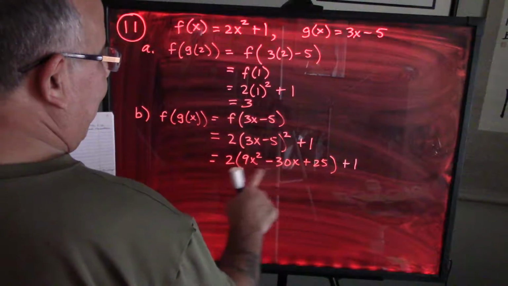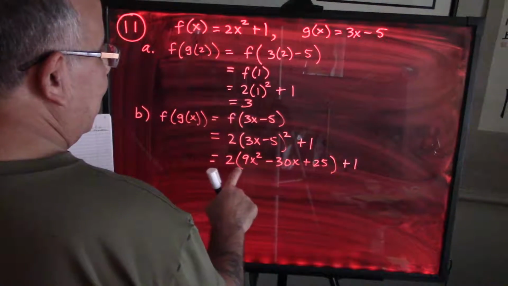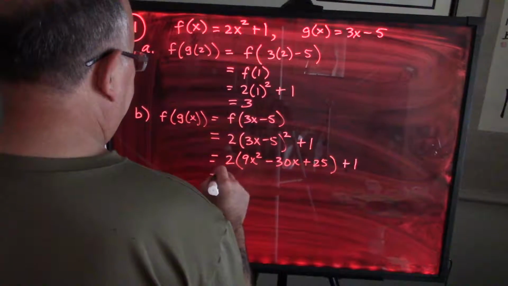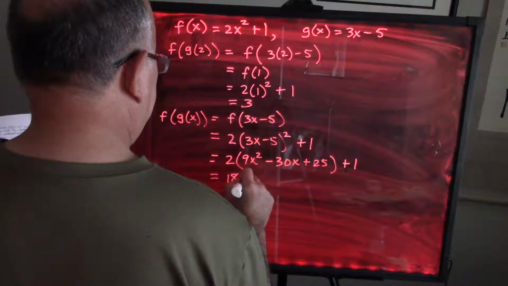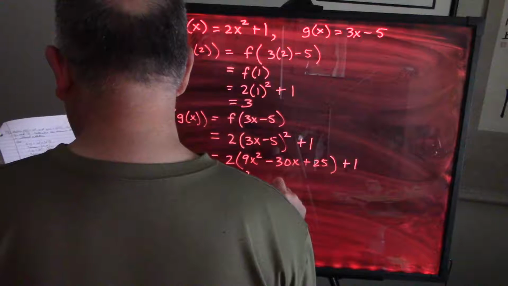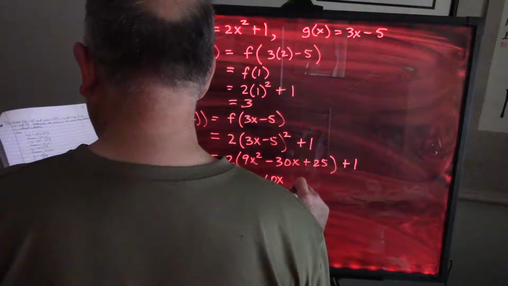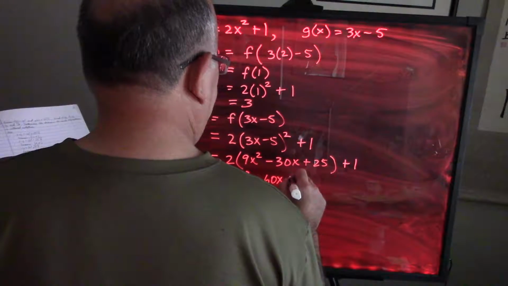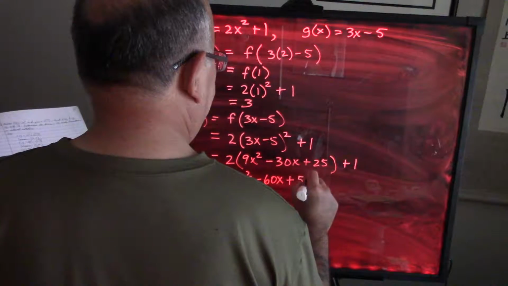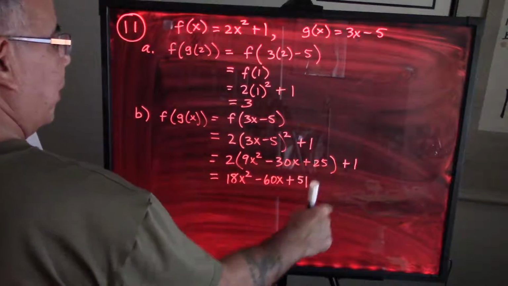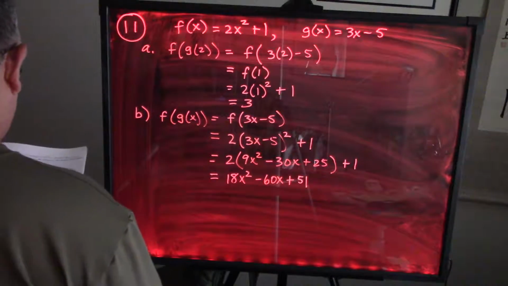Okay, now in order of operations, you multiply before you add here. So you multiply 2 times all of that. You're going to get 18x squared minus 60x plus 50 plus 1. I'll just add those right away, and I get 51. So the plus 50 and then the plus 1. And that gives you the answer.